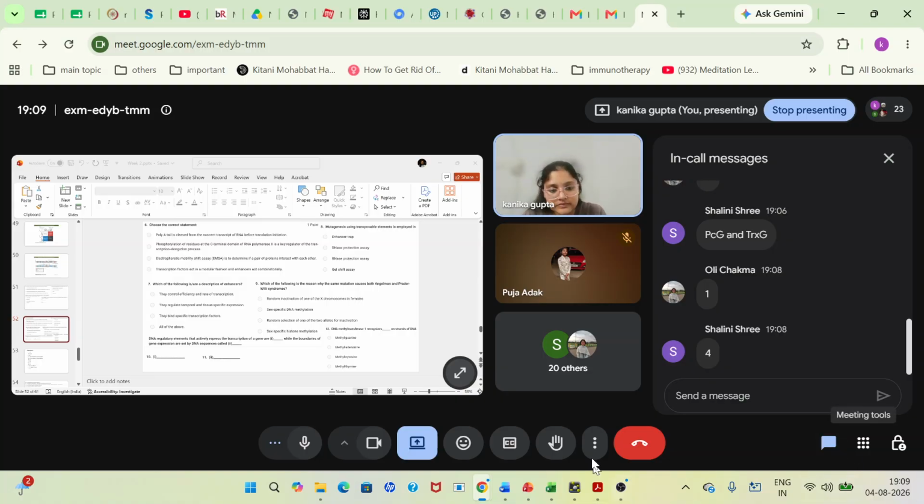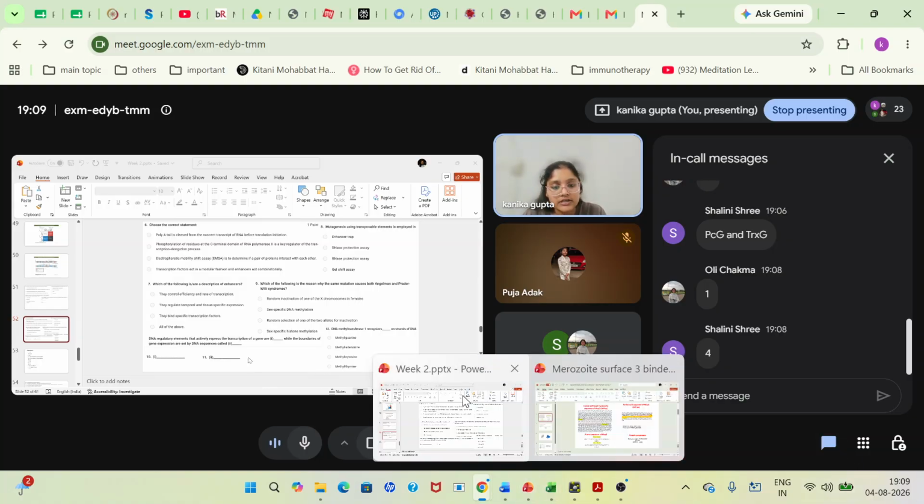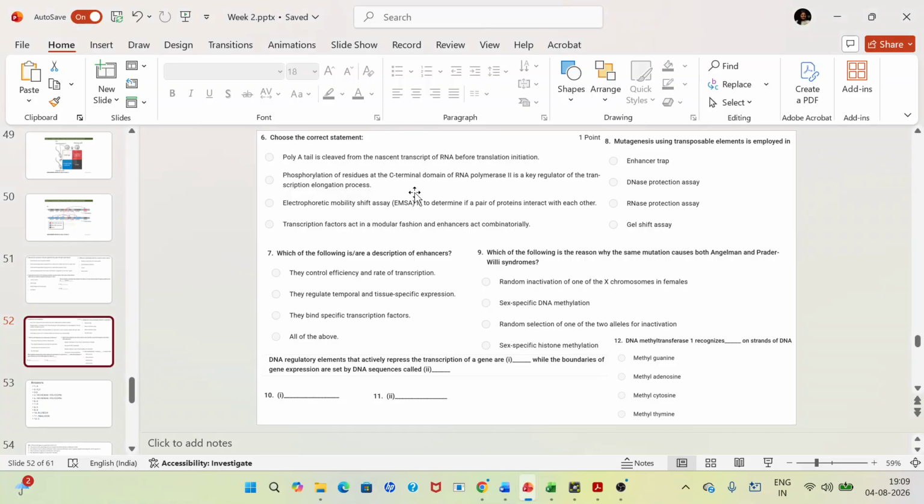Okay, let's see which is the correct statement. The first statement says poly A tail is cleaved from the nascent transcript of RNA before translation initiation, which is very wrong, because mRNA gets mature only after addition of a poly A tail. Poly A tail is there to stabilize the mRNA, so it won't be cleaved off before even translation initiation. So this is a completely wrong statement.